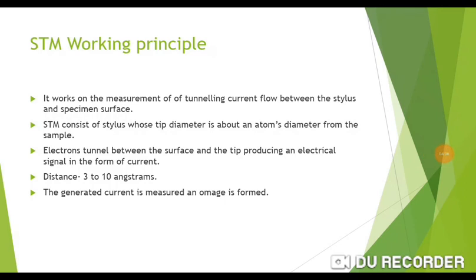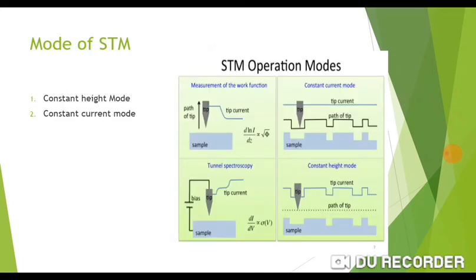Talking about the working principle of STM, there is a stylus whose tip diameter is about an atom's diameter from the sample, and when the electrons tunnel between the surface and the tip, it produces an electric signal in the form of current. The distance between the stylus and the surface is kept between 3 to 10 angstrom units, and the generated current is measured and the image is formed.